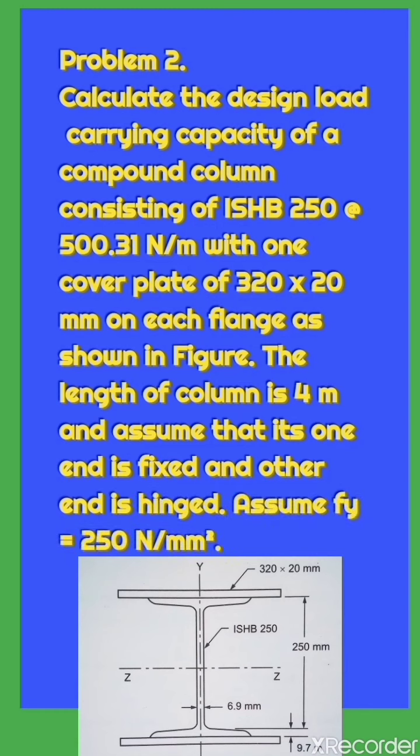The length of the column is 4 meters. Assume that one end is fixed and the other end is hinged. Assume Fy equals 250 Newton per square millimeter.